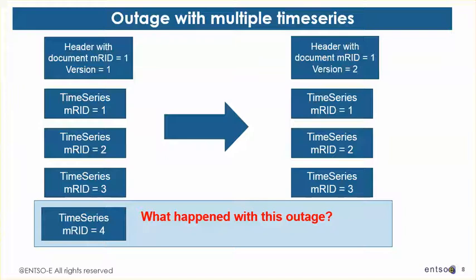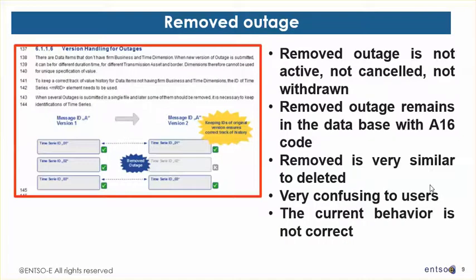If we go to the next slide, what does removed mean? Removed means that the outage is not active, not cancelled, and not withdrawn. It's a special status. Currently in the database, it remains with the code A16. For example, in SFTP extracts, you can find this A16, and practically that means that this outage is removed. If you try to find it on the GUI, you will not find it.